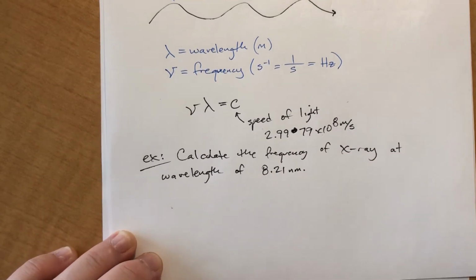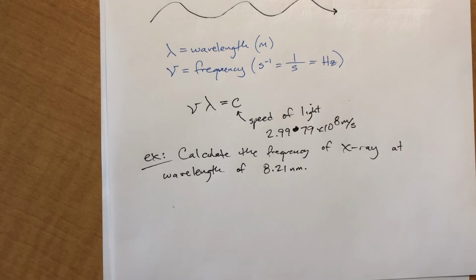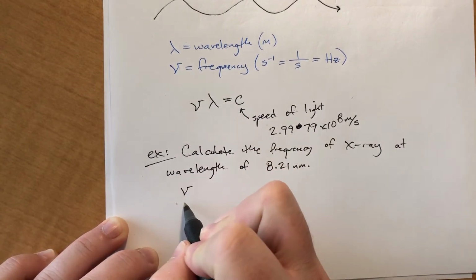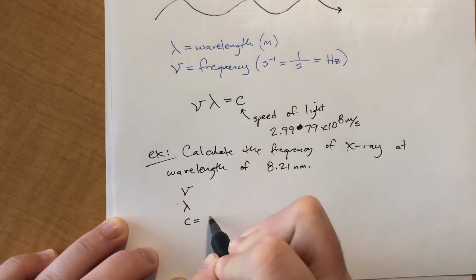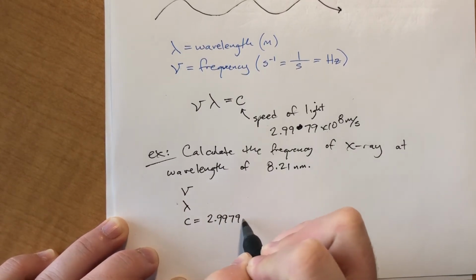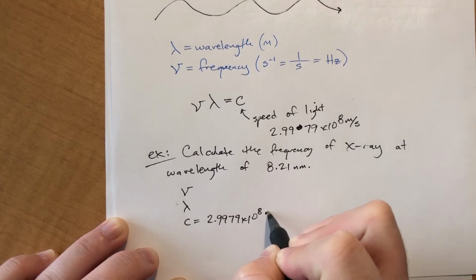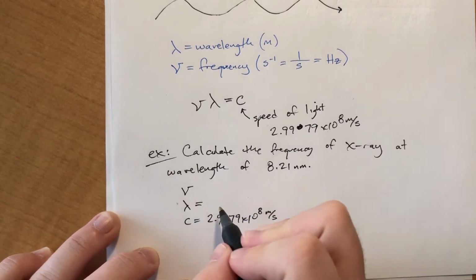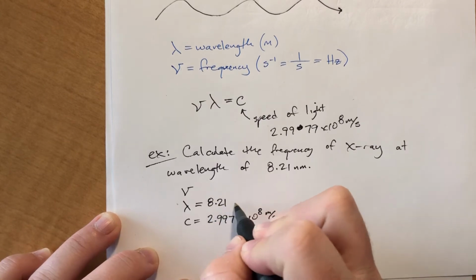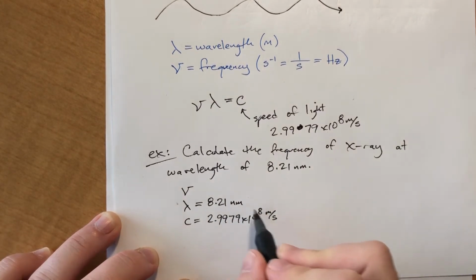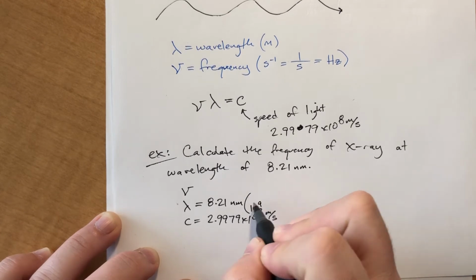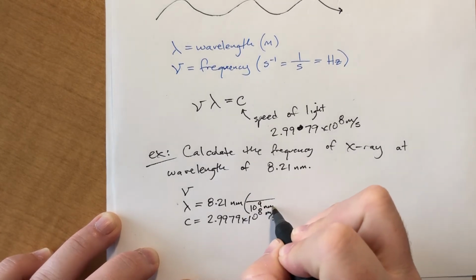Okay. So essentially what we need to do is we have this equation. C is a constant, 2.9979 times 10 to the 8th meters per second. Wavelength is 8.21 nanometers, but that's not going to cancel out with meters, so we need to convert it. There are 10 to the 9th nanometers in a meter.